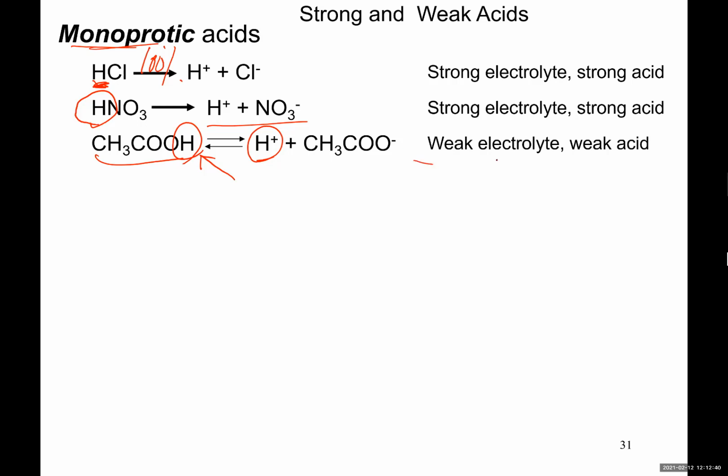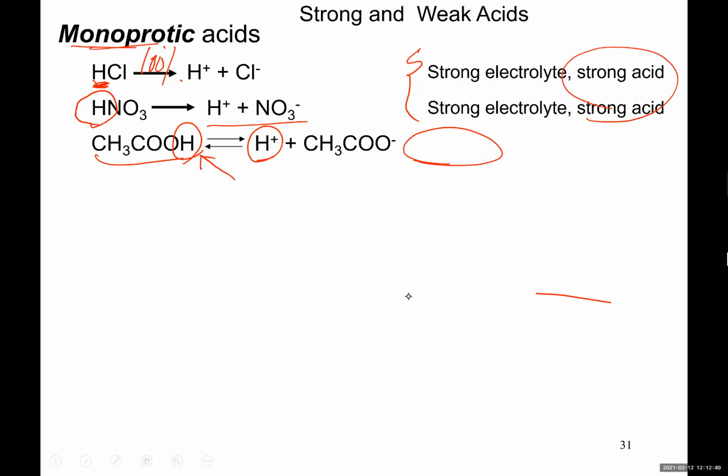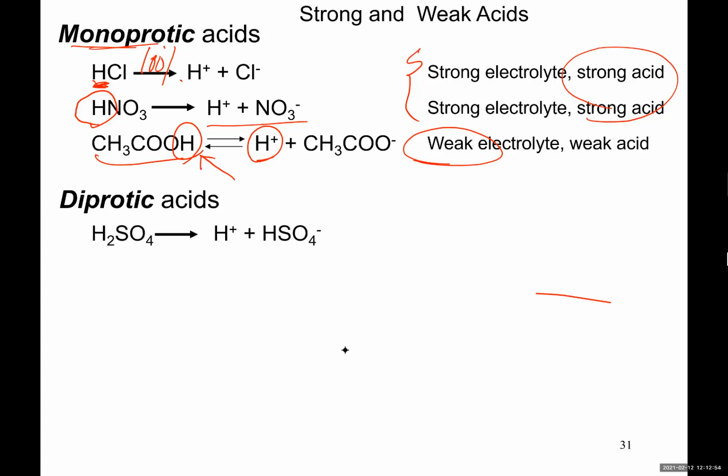However, this is a weak acid. These other two monoprotic acids are strong acids. So if I continue going to the next slide, there are diprotic acids. Do you see sulfuric acid has got 2 acidic protons? The first proton, the first hydrogen ion, can come off 100%. So sulfuric acid is a strong acid in releasing its first proton.